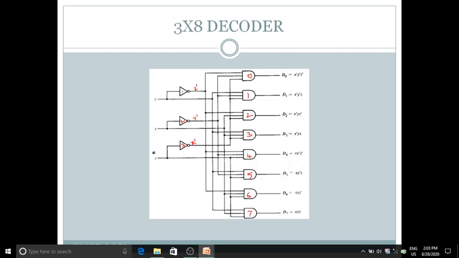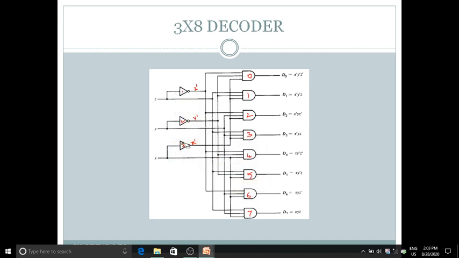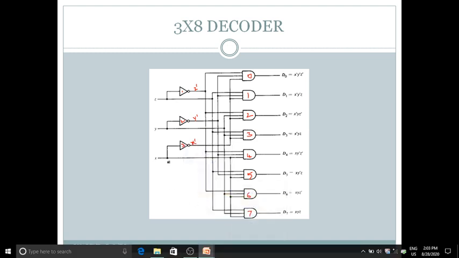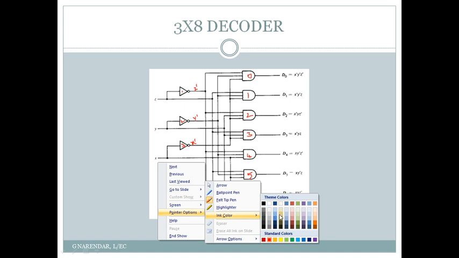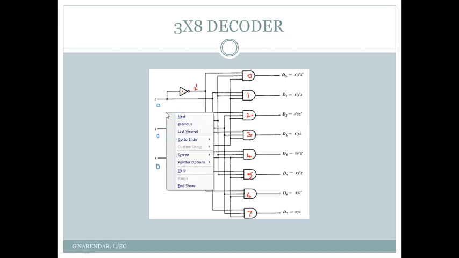If I apply the code X equals 0, Y equals 0 and Z equals 0 at the input of the decoder, then we will change this and take some other code.